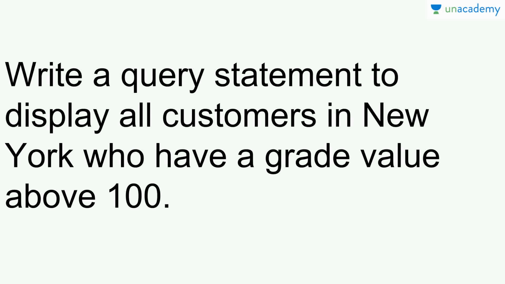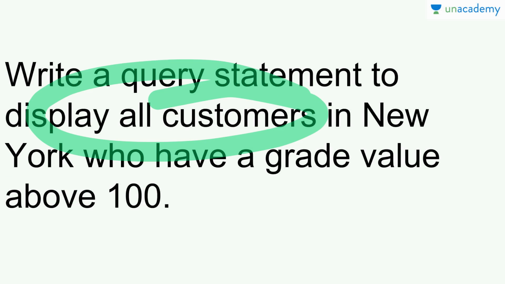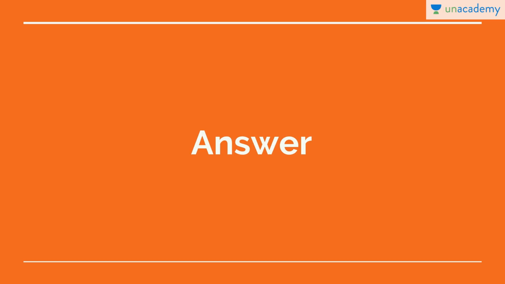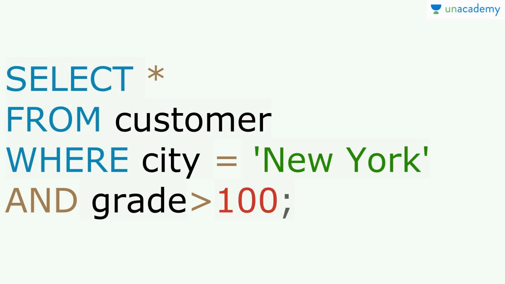Write a query statement to display all customers in New York who have a grade value above 100. So we have to display all customers in New York and grade value above this. So what we have to check is whether the city is New York or not, and the grade value should be greater than 100. So the query must be: select asterisk from customer where city is equal to New York and grade is greater than 100.